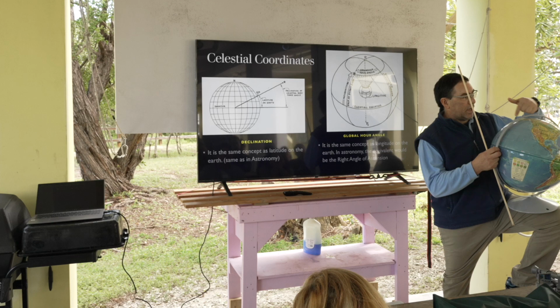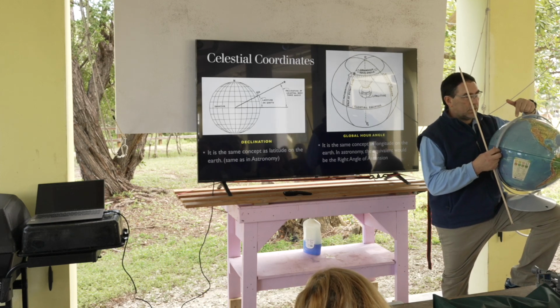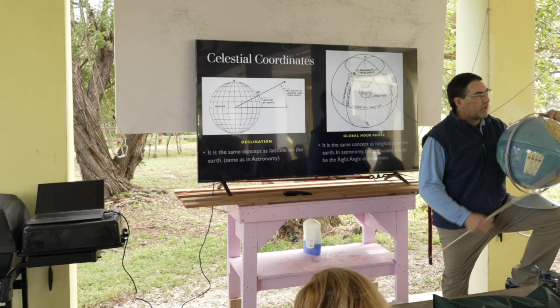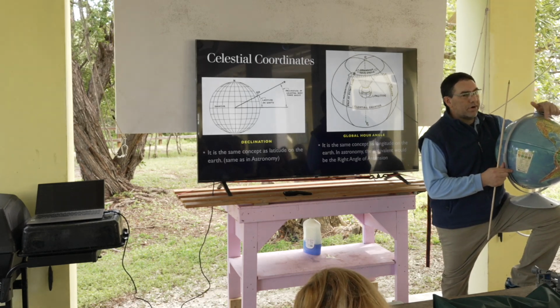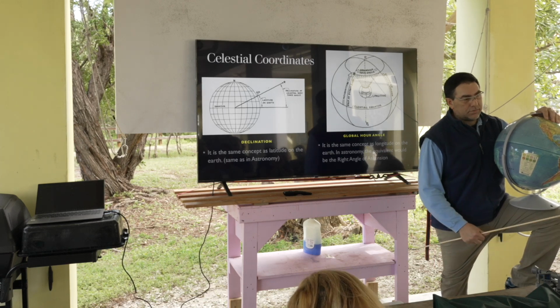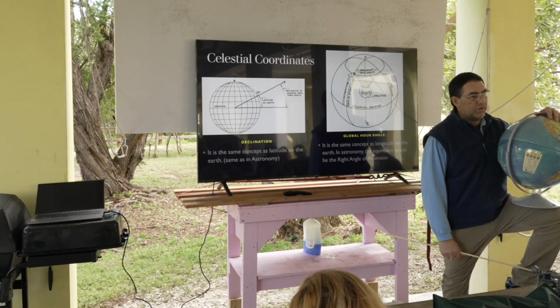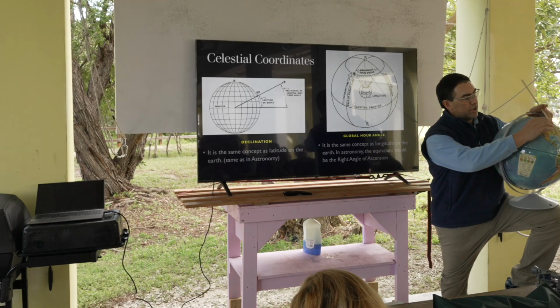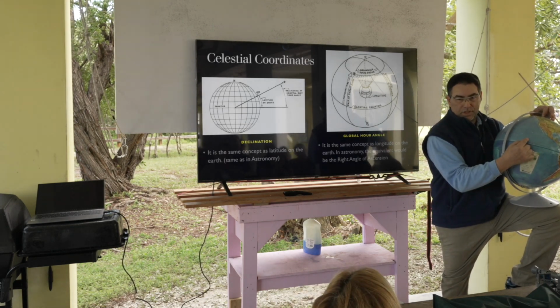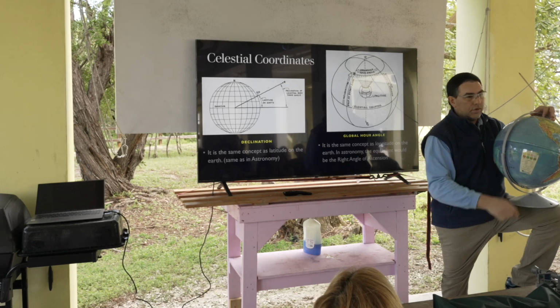How many degrees do we have in a complete circumference? 360. So how many degrees does the sun move per hour then? 15, right? It's 360 divided by 24, which means that the sun moves 15 degrees in longitude every hour. Is that correct? Okay.